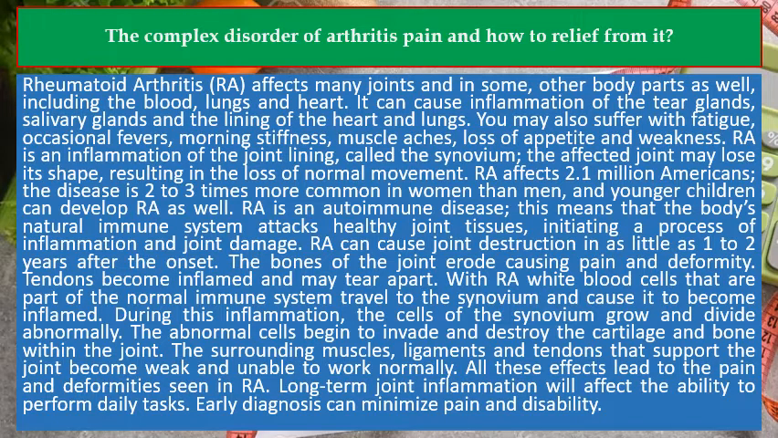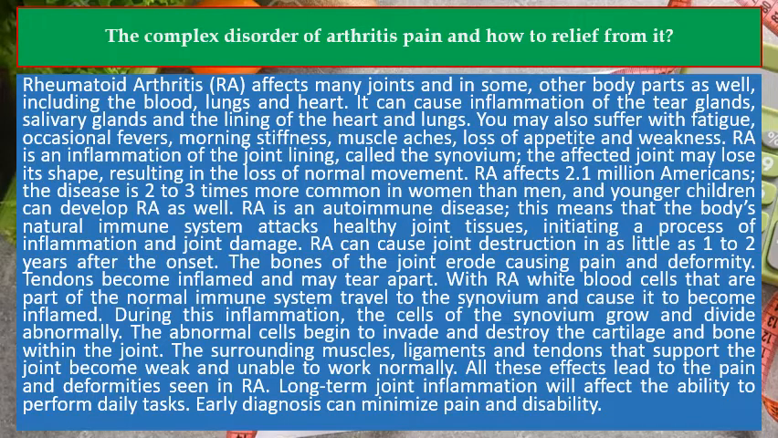RA affects 2.1 million Americans. The disease is 2 to 3 times more common in women than men, and younger children can develop RA as well. RA is an autoimmune disease. This means that the body's natural immune system attacks healthy joint tissues, initiating a process of inflammation and joint damage. RA can cause joint destruction in as little as 1 to 2 years after the onset. The bones of the joint erode, causing pain and deformity. Tendons become inflamed and may tear apart.